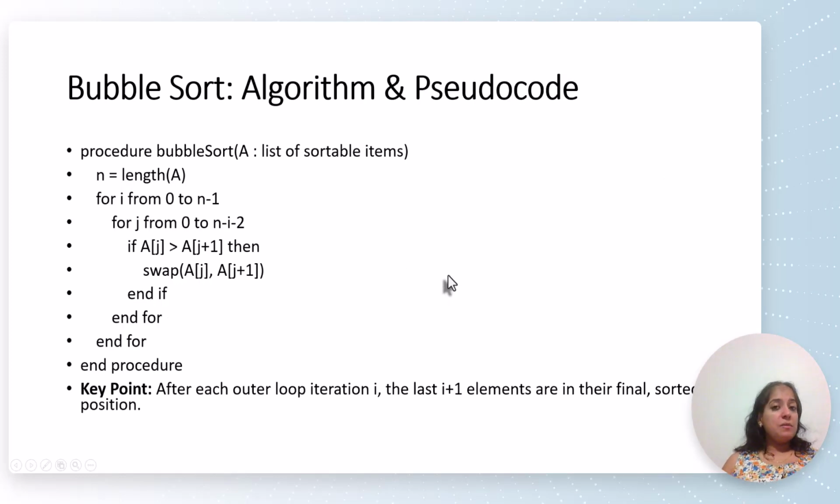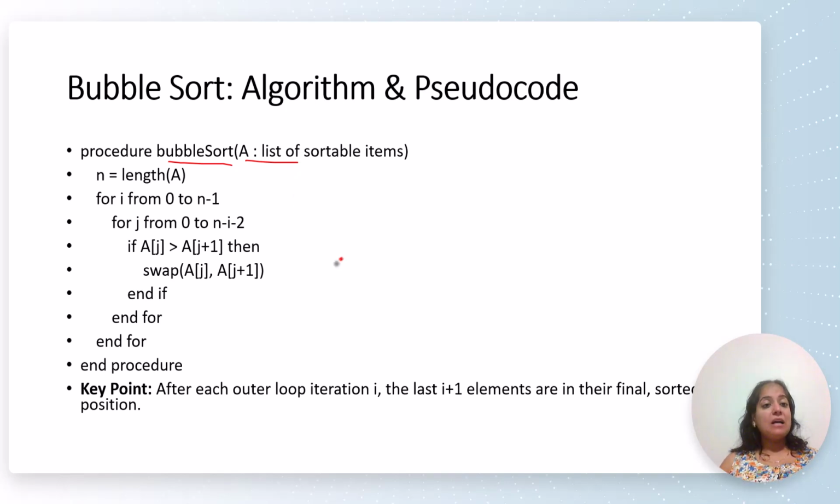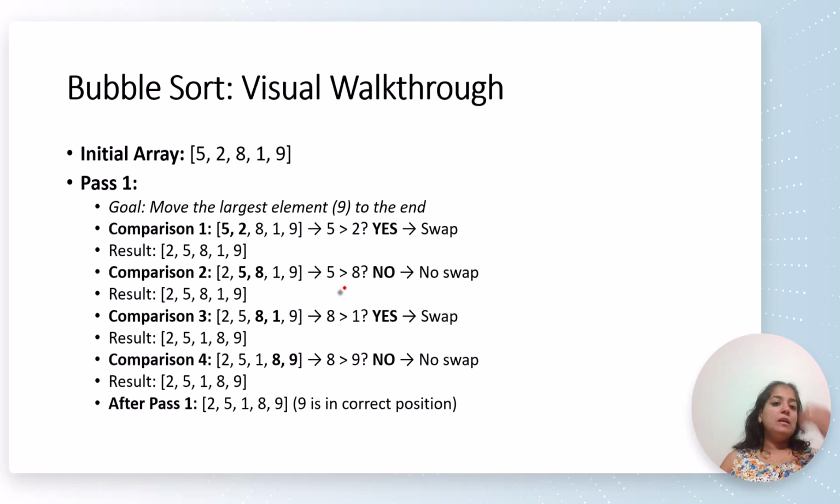This is the procedure or function which we use, just a pseudocode. It is not in any particular language. We are using the bubble sort algorithm here, and A is the list of sortable items. Before the algorithm, let me discuss how it works. Let's say we have the array 5 2 8 1 9.